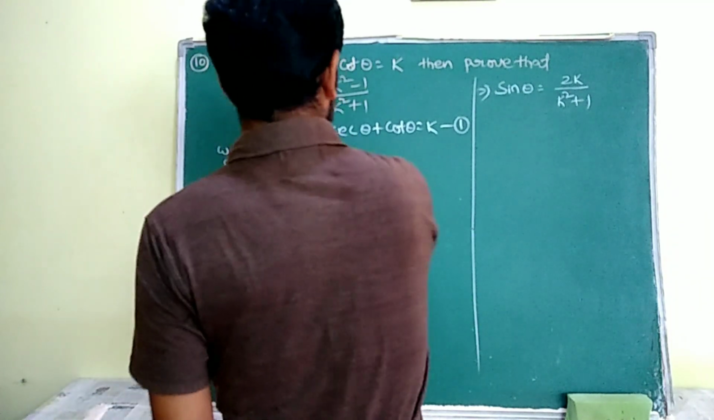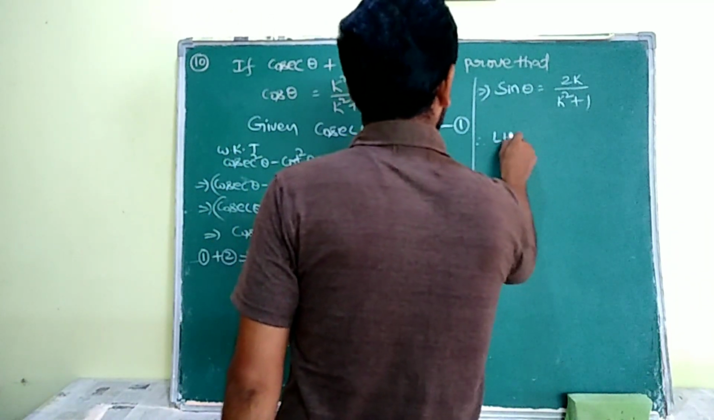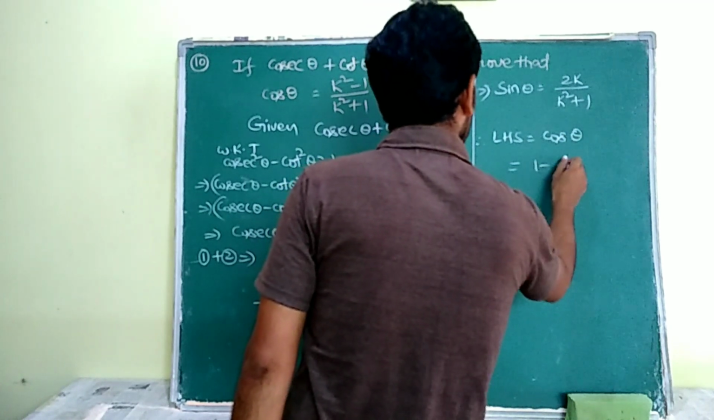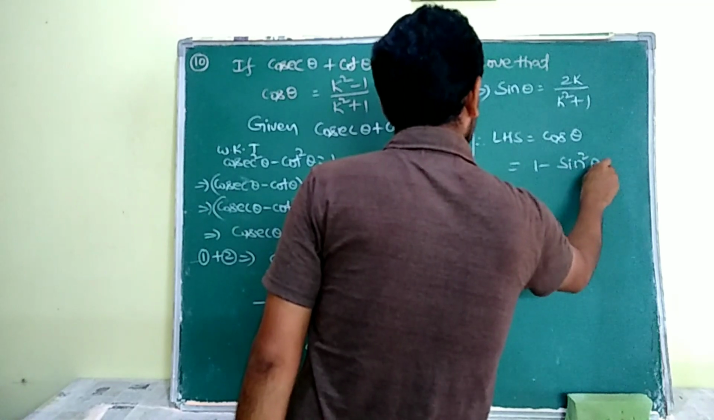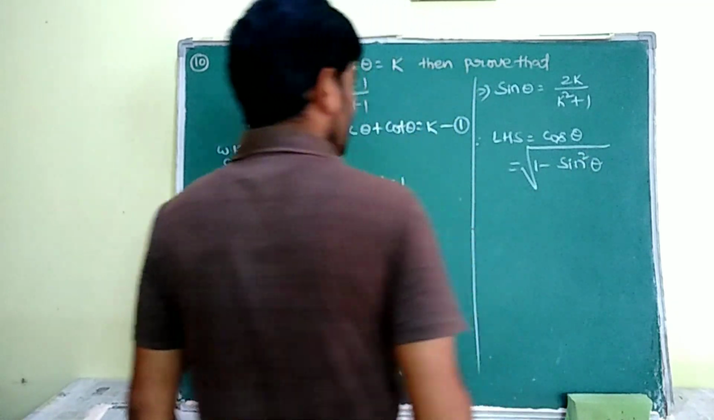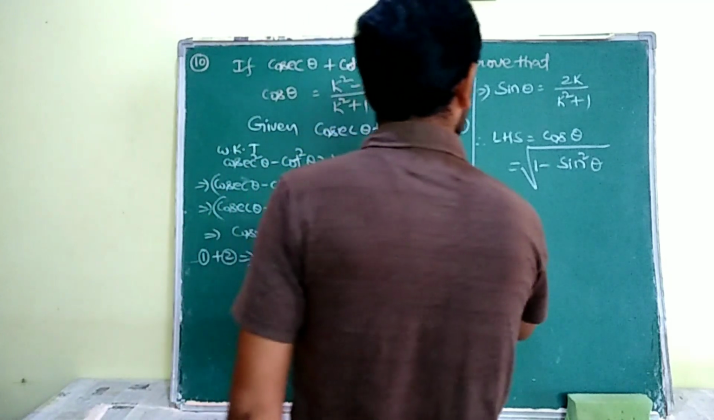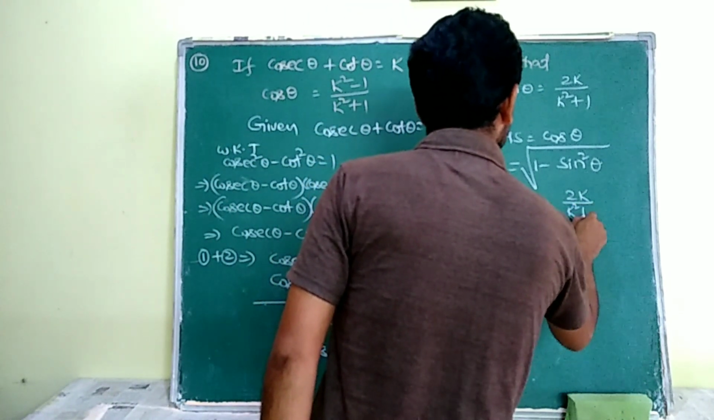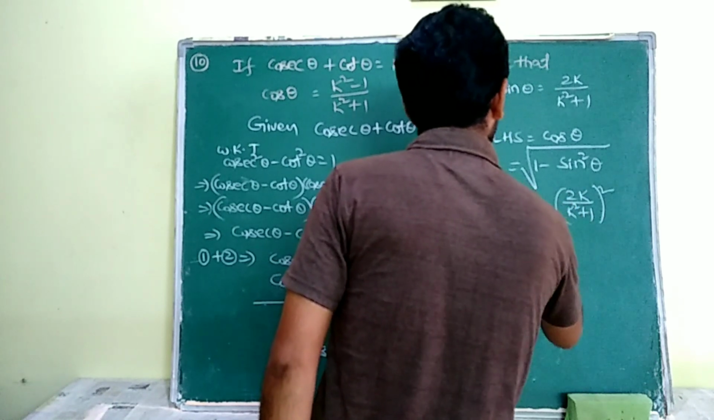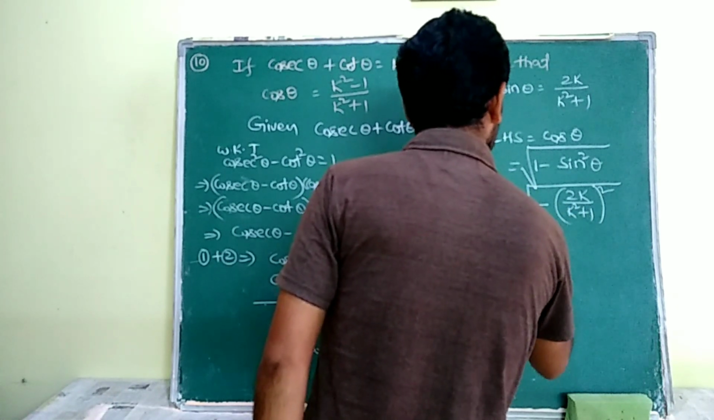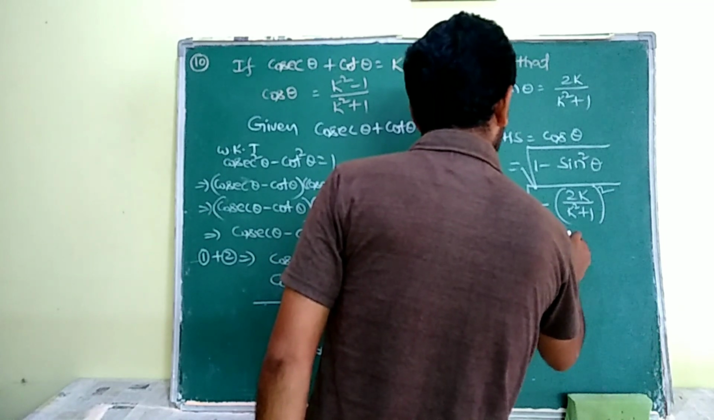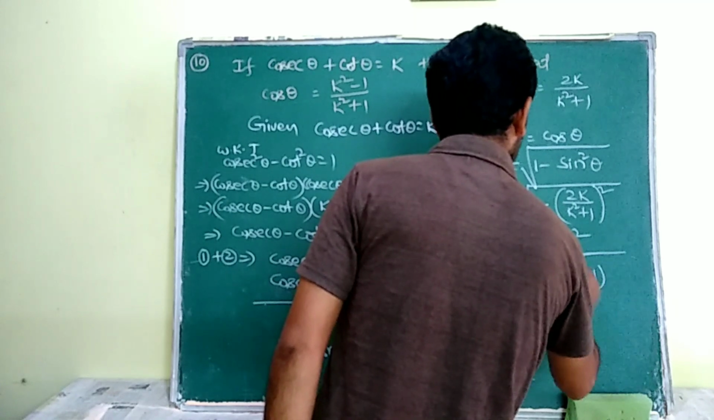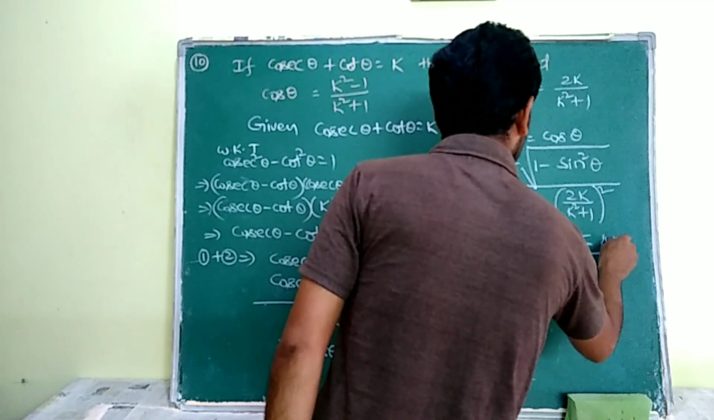Okay, we want cos theta. Therefore, write LHS. LHS is equal to cos theta. What is cos theta? Under root, 1 minus sin square theta. So I have to write that. So 1 minus sin square theta means 2k by k square plus 1 whole square under root. So that is k square plus 1 whole square is the denominator value minus 4k square.